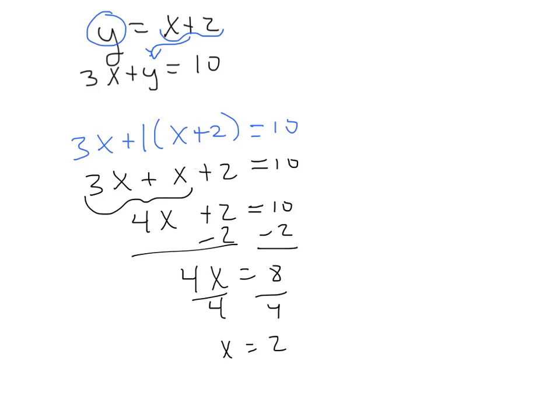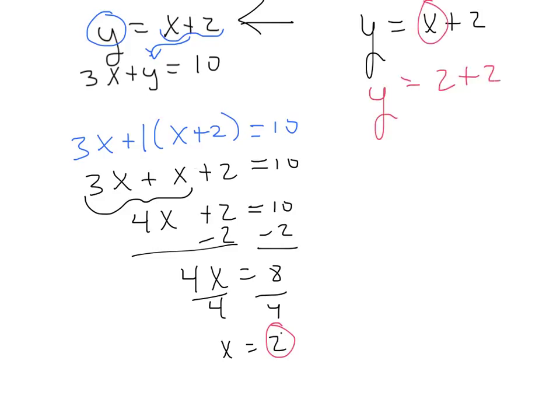I'm then going to use this and plug it back into one of my original equations. Since my top equation is already solved for y, I'm simply going to write it down, x plus 2, and substitute the x for 2. So this right here is now going to replace this x right here. So y equals 2 plus 2, and you get y is equal to 4, giving you a solution of 2, 4.